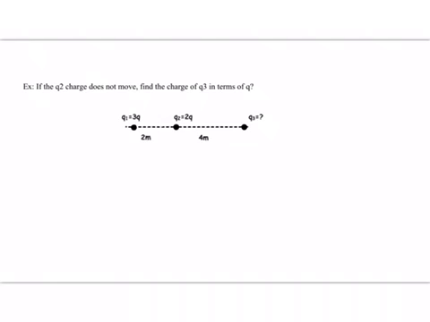In this example, if the Q2 charge doesn't move, find the charge of Q3 in terms of Q. If Q2 doesn't move, that means that the net force applied on Q2 is 0. These are given as positive charges, so Q1 repels Q2, let's say with a force of F1. So Q3 also should repel Q2, let's say with a force of F3, in order to get the total force 0. So they should be equal. F1 is equal to F3.